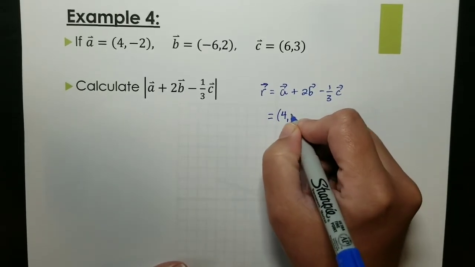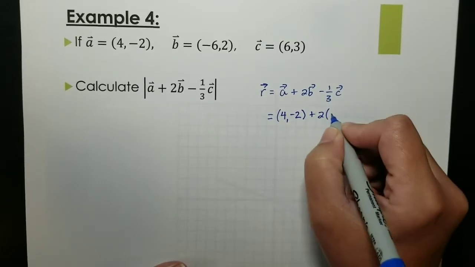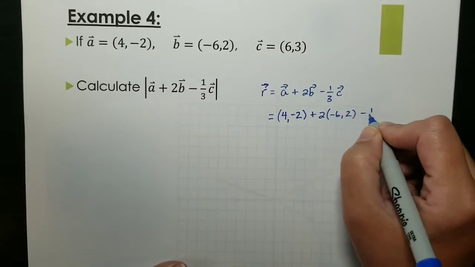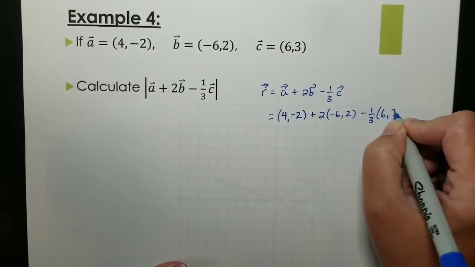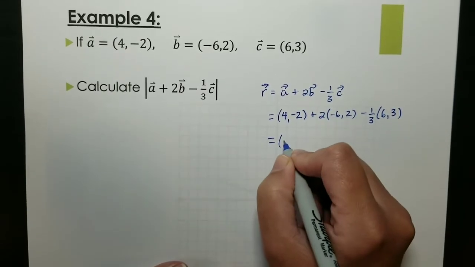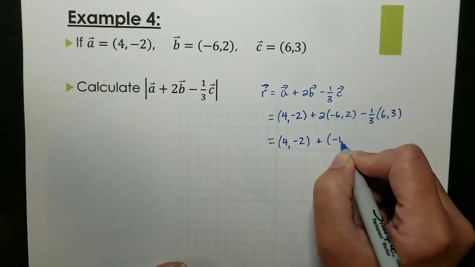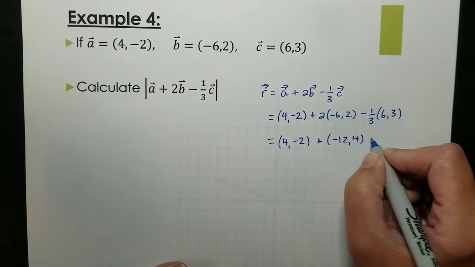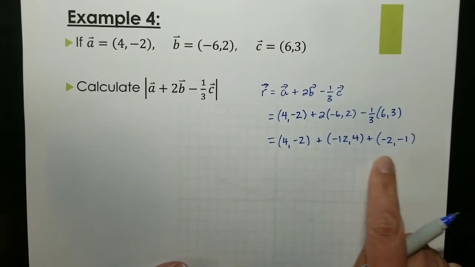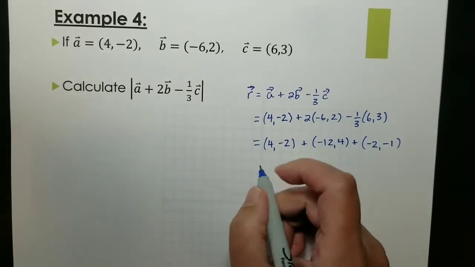So it's the vector 4, -2. Remember, these are not points, they're vectors. And -6, 2 plus 2 times -6, 2 minus 1/3 of vector 6, 3. So this becomes vector 4, -2 plus vector -12, 4 plus vector -2, -1. We could have left that as a minus and not put the negative in. That would have worked fine as well.